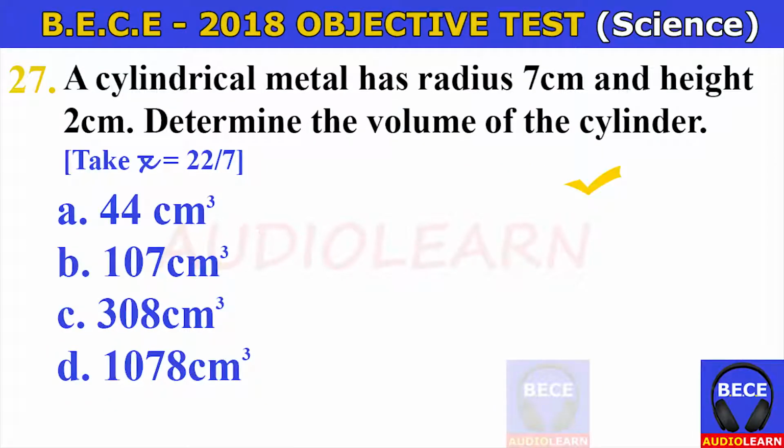Number 27. A cylindrical metal has radius of 7 centimeters and height 2 centimeters. Determine the volume of cylinder, taking pi to be equal to 22/7. A. 44 centimeters cube, B. 107 centimeters cube, C. 308 centimeters cube, D. 1078 centimeters cube. And the answer is C. 308 centimeters cube.